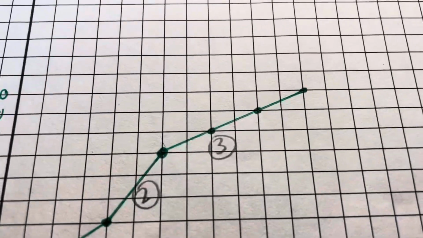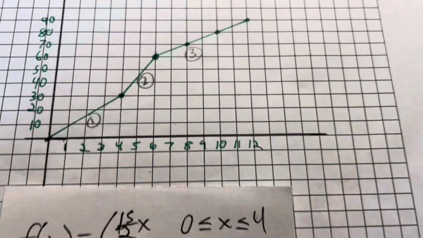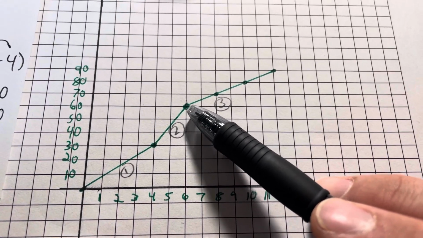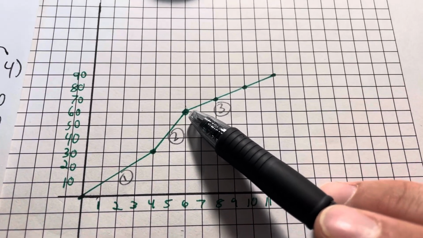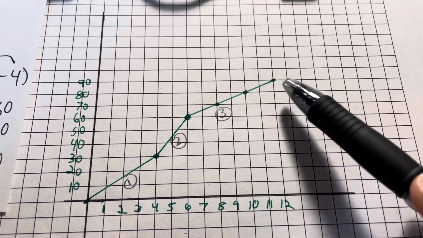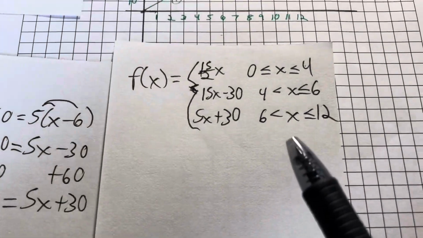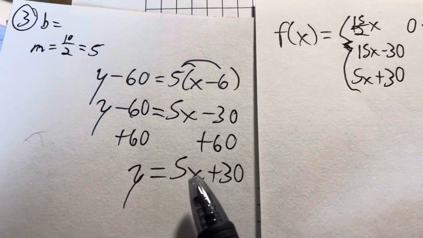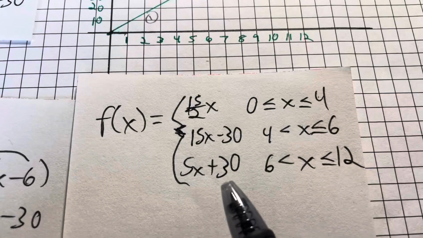And then finally, equation number 3, notice it starts at 6. Again, it's connected to the other one, so you can leave that as an open dot, so to speak, even though they both touch the same point. And it ends at 12. So starts at 6, ends at 12. And that is my last equation, 5x plus 30.